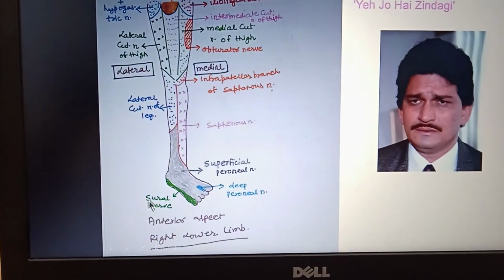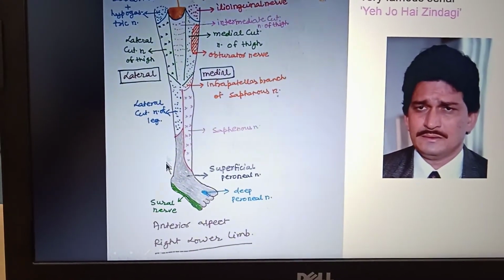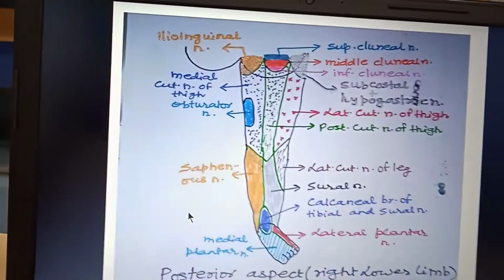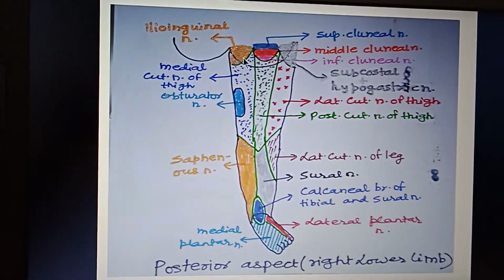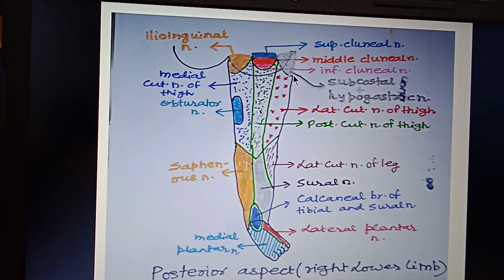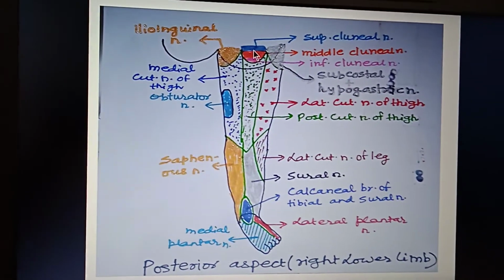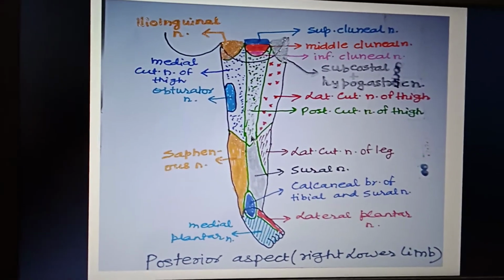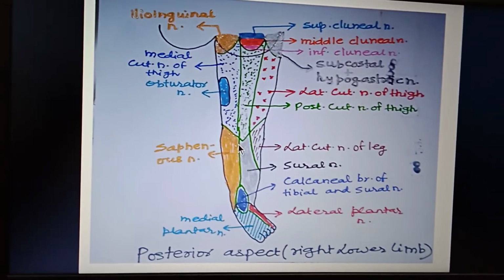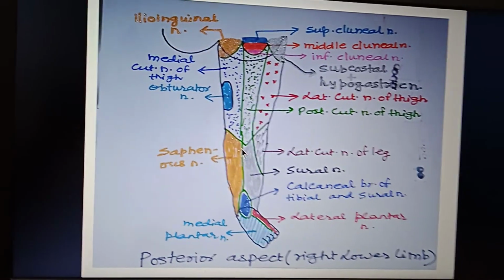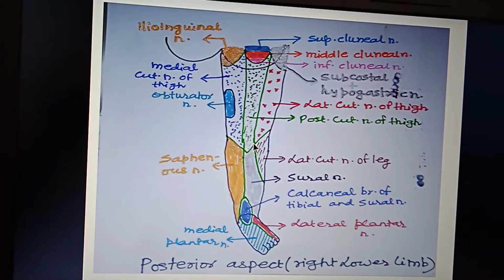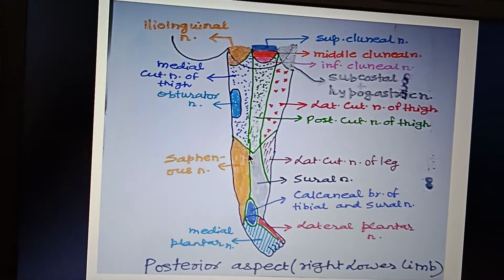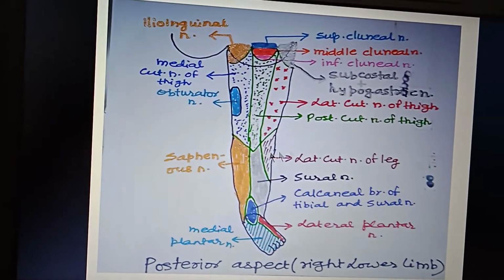So sural nerve will go laterally and superficial peroneal nerve also laterally. Now coming to the posterior aspect, again you have to make a funnel. Here in the anterior aspect there is only one line, but in the posterior aspect there are two lines. They are not meeting with each other, and this is the lateral aspect and this is medial.